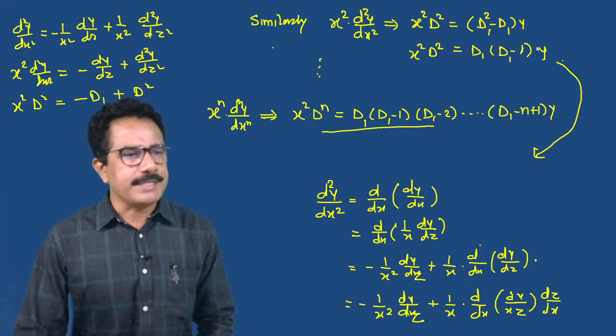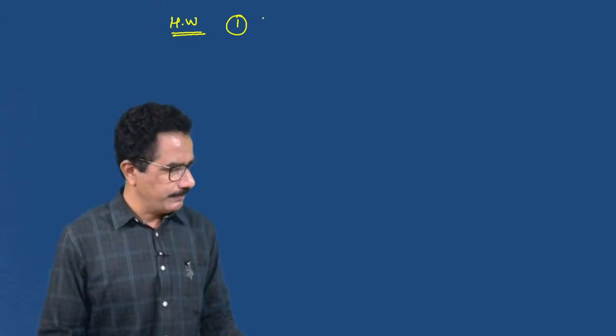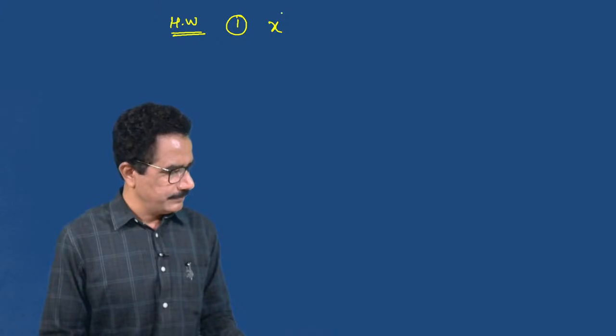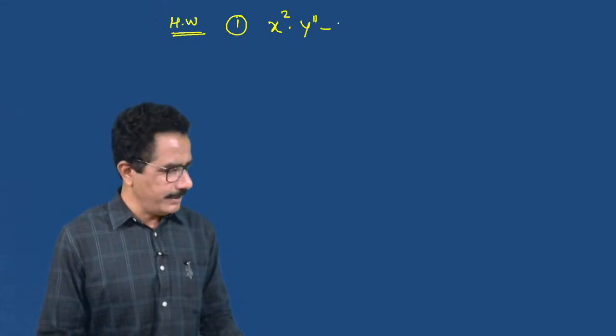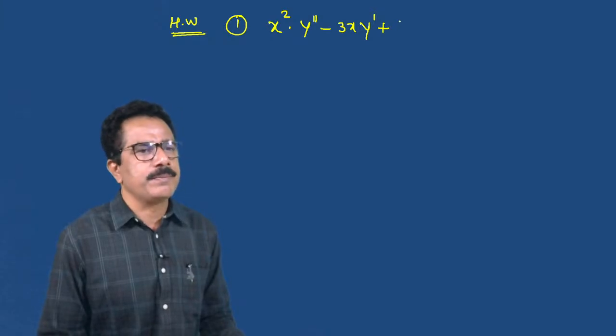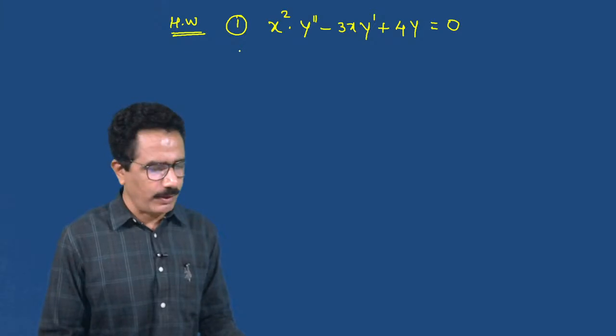ठीक आहे. तर अशा पद्धतीचे तुम्हाला होमवर्कला प्रॉब्लेम देतो, तुम्ही ते होमवर्कचे प्रॉब्लेम सॉल्व करा. सेम प्रोसेस आहे. होमवर्क सर्वांनी सॉल्व करा रे. First: x square y double dash minus 3x y dash plus 4y equals 0. This is the first problem.